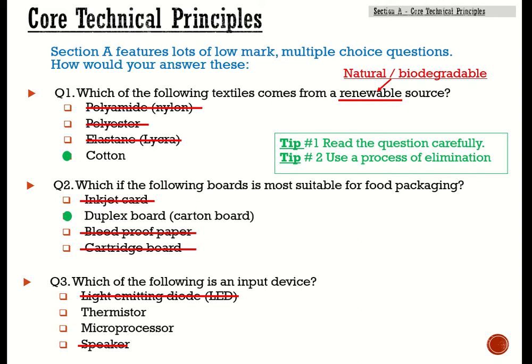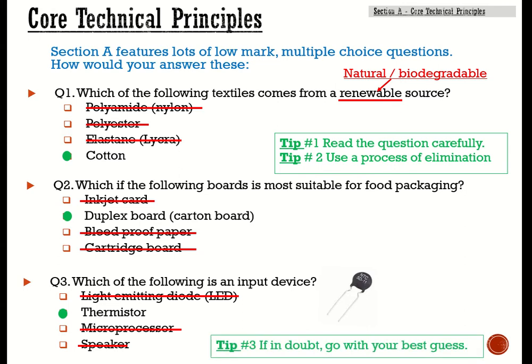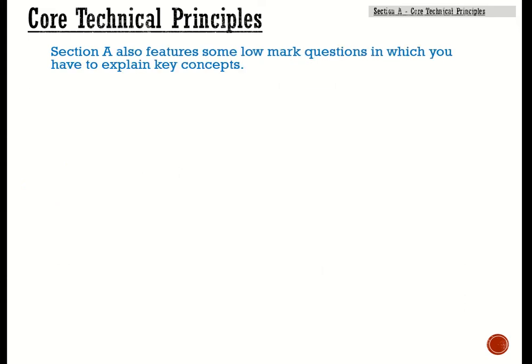Well, if you know anything about systems, a microprocessor is like a brain, so it's not going to be that, which leaves the one that you're probably not familiar with, thermistor. So that's what I'm going to mark. Just so you're aware, a thermistor is actually an electronic device whose resistance changes depending on the temperature. So that's going to be an input for a system. So tip number 3, if in doubt, just go with your best guess. Do not leave it blank. You always have a chance of getting the mark if you just guess.